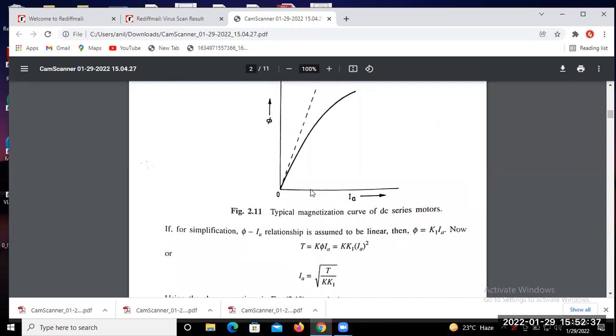That means whenever you increase the armature current, the flux will be correspondingly increased in linearity. This is directly proportional to the flux. So whenever you increase the armature current, your flux value is also linearly increased. So this is the variation of the magnetization curve for the DC series motor.